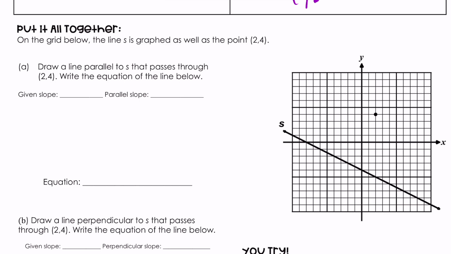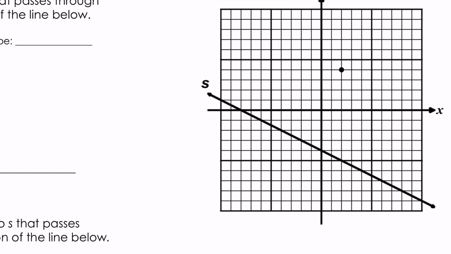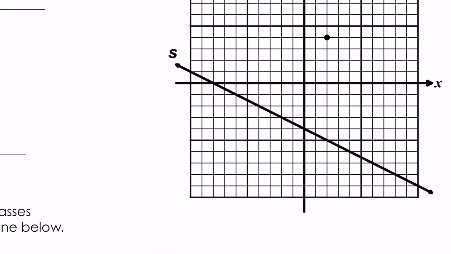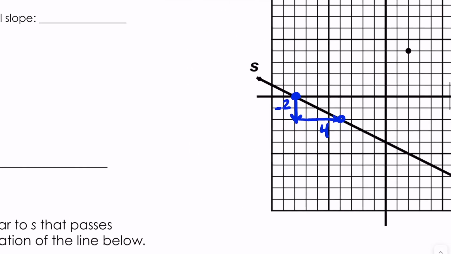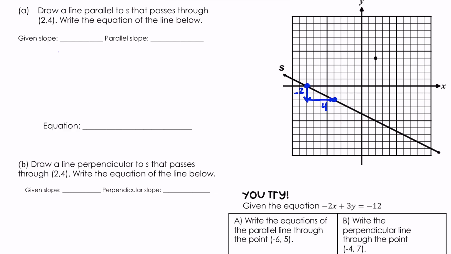So the first thing I'm going to do is figure out what the slope of line S is. So I'm going to use rise over run. I'm going to look at my nice points. If I look right here, that's a nice point. And if I look right here, that's a nice point. I'm going down 2 and to the right 1, 2, 3, 4. So I can say my rise over run is negative 2 over 4, which reduces to negative 1 over 2. So the slope I have is negative 1/2. Now we know our parallel slope is going to be negative 1/2 because it's going to be the same slope.